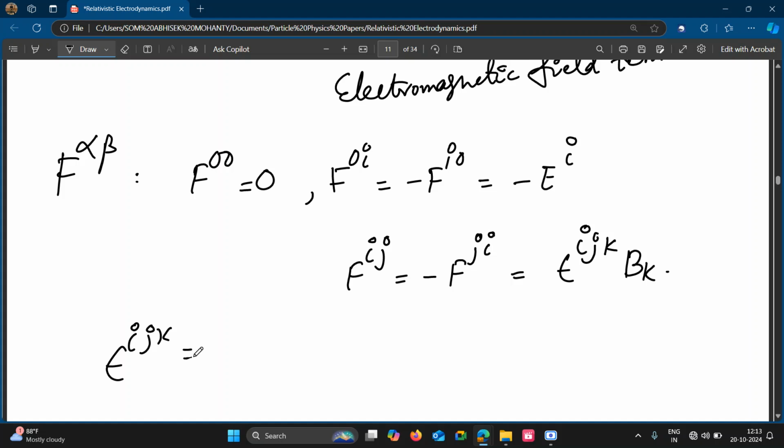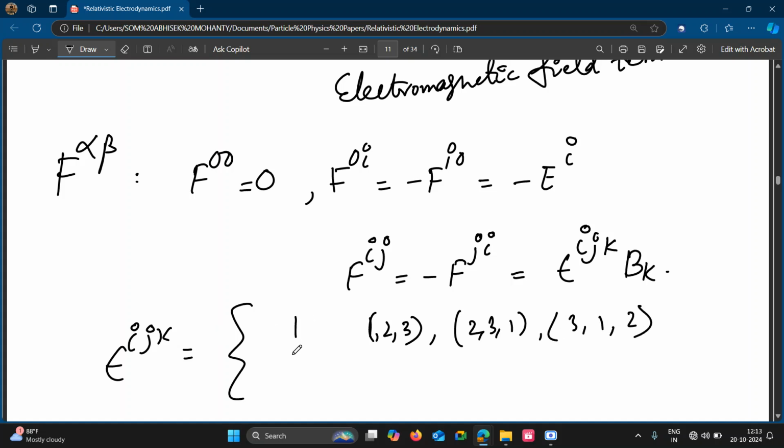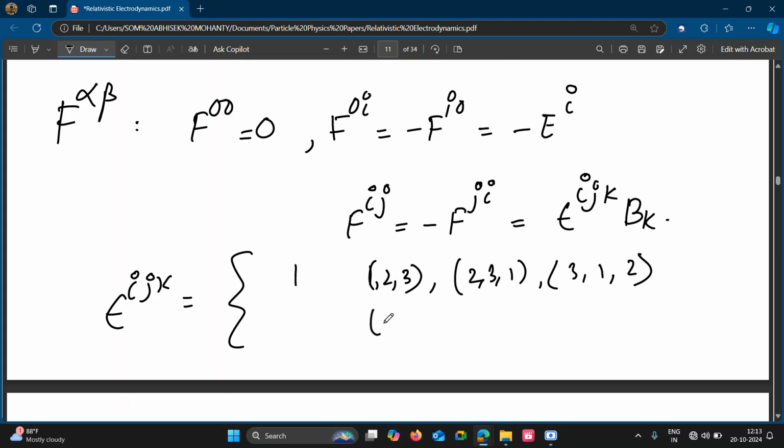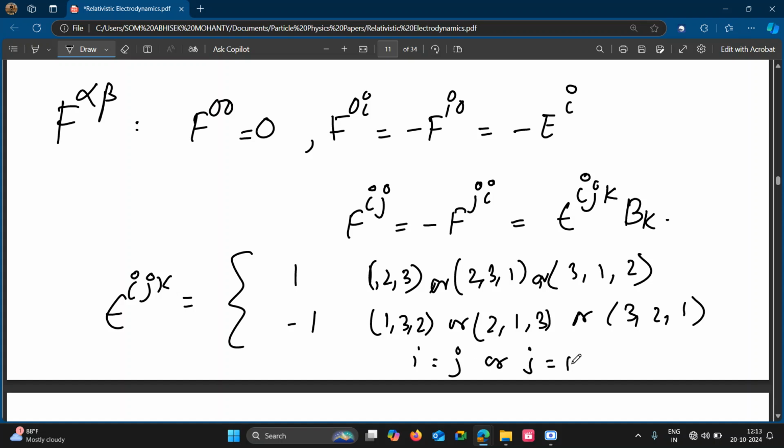What is the Levi-Civita symbol epsilon ijk? If these are in order, like 1, 2, 3, or 2, 3, 1, or 3, 1, 2, then the value will be 1. If they are not in order, like 1, 3, 2, or 2, 1, 3, or 3, 2, 1, it will be minus 1. If somehow any two indices are equal, like i equal to j, or j equal to k, then it will become 0. So this is your Levi-Civita symbol epsilon ijk.